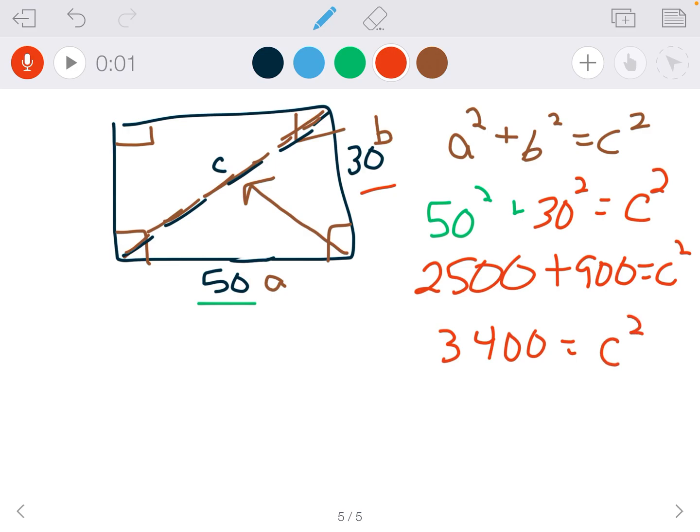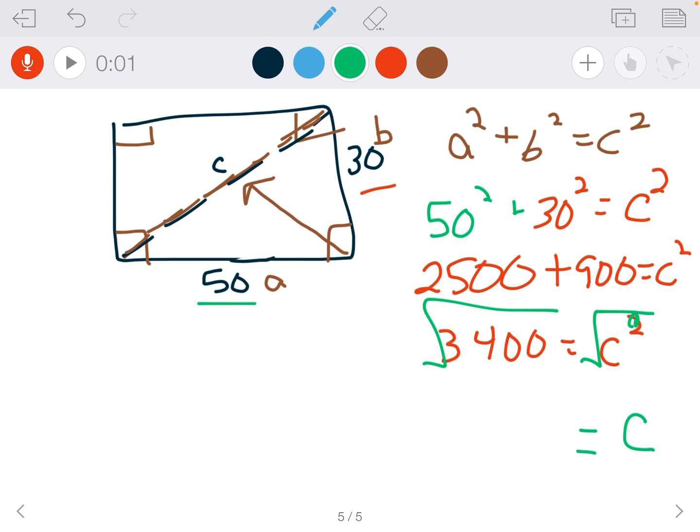Now remember, to get rid of the radical, we have to take the square root. So what we do to one side, we do to the other. So now I need to see if there's any perfect square that will go into 3,400 evenly. So first I'm going to see if I can take the radical 3,400. It's not going to be an even number. So I'm going to try finding a perfect square that will go into it.